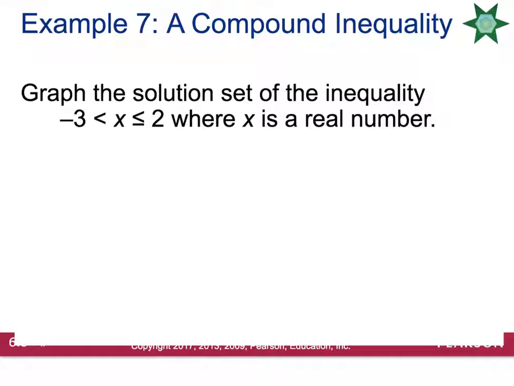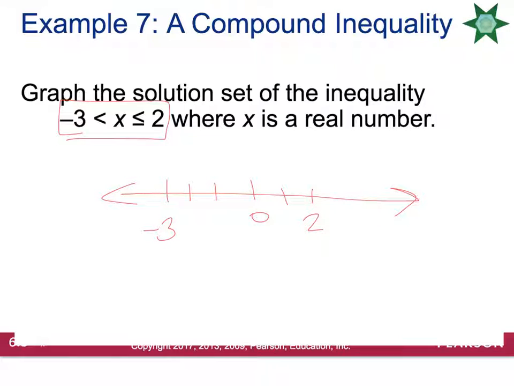So what this really means is that x is going to be stuck between negative 3 and positive 2. If you were going to graph that on your number line, you would stick 0 in the middle. Negative 3 would be on the left side of 0. Positive 2 would be on the right side of 0. Then you have to decide what type of circles you're going to use.